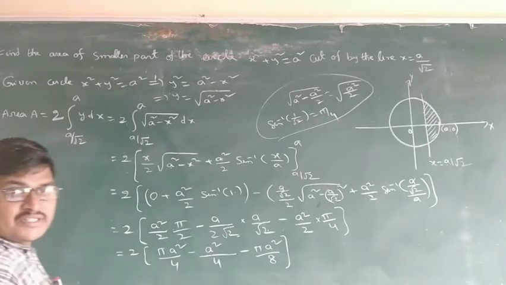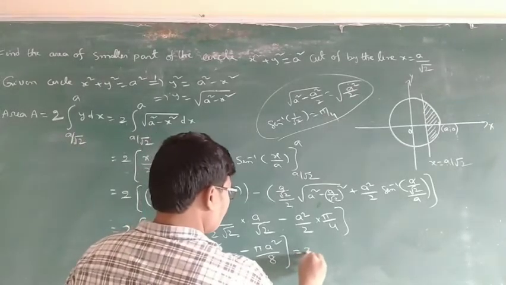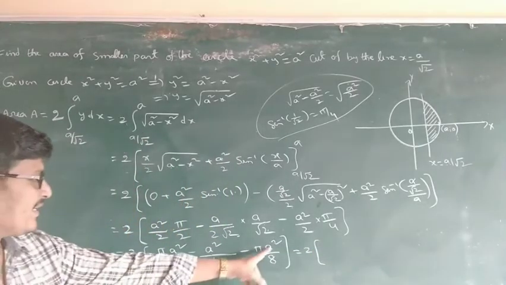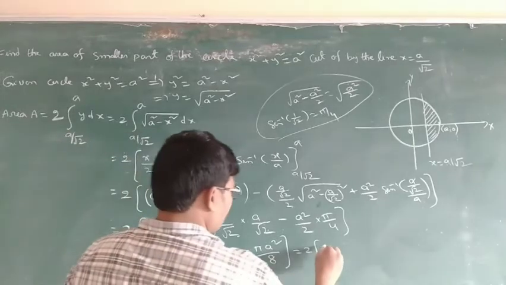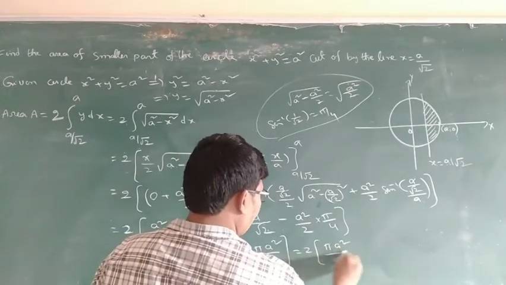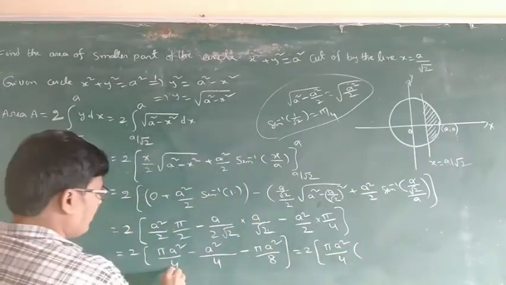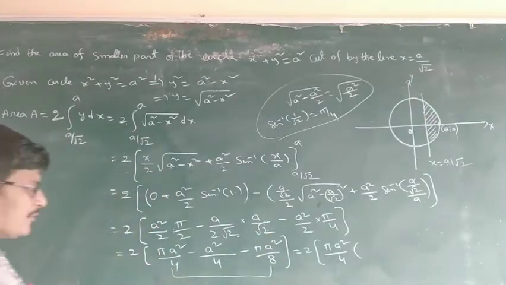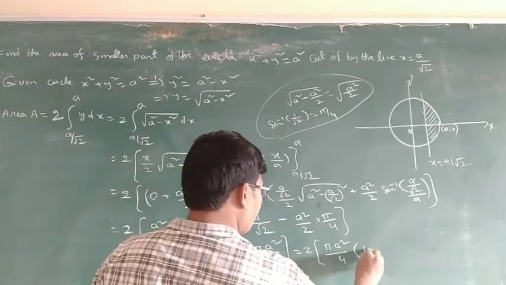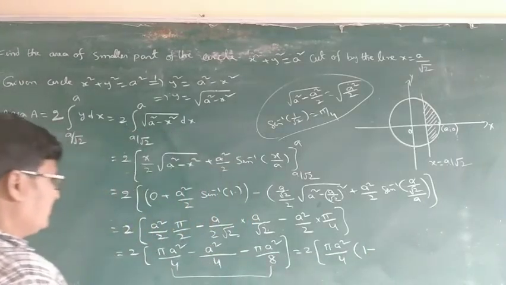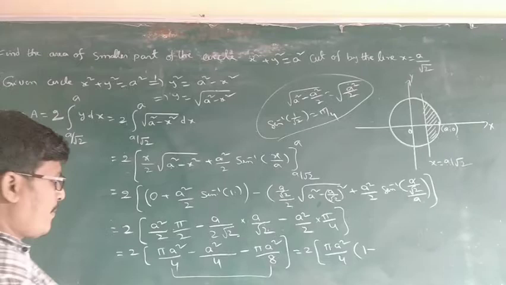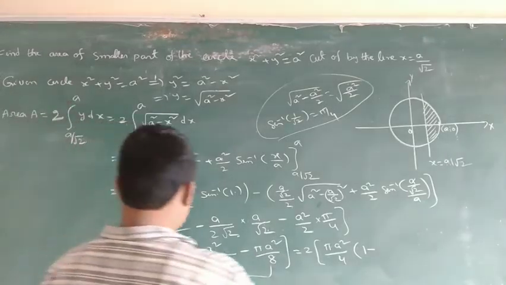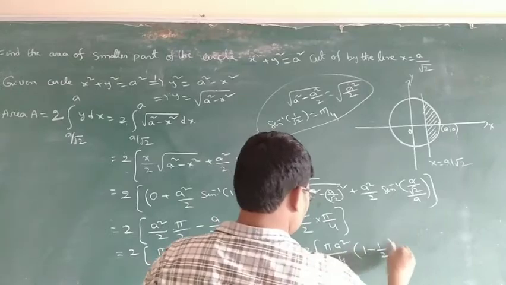So that is equal to 2 into pi a square by 4 minus pi a square by 8. Pi a square by 4 is common from the first and last terms, so pi a square by 4 times (1 minus 1 by 2).